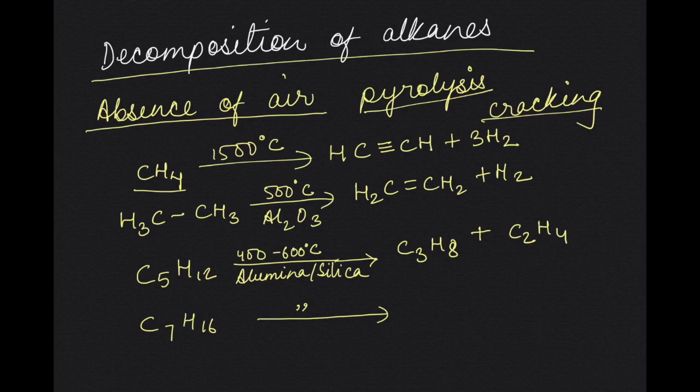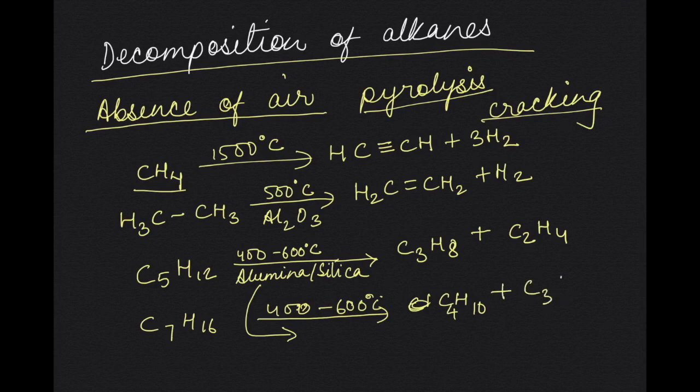Similarly, when we take heptane at similar conditions, that is 400 to 600 degrees Celsius, and with the same catalyst, alumina and silica, butane is formed. C4H10, butane, plus propene is formed.